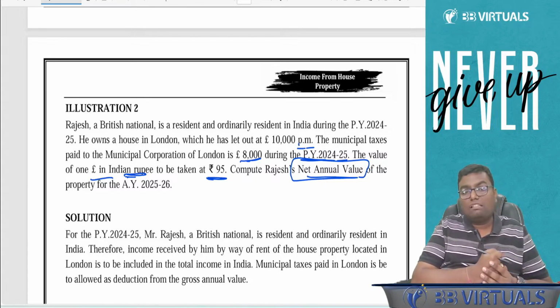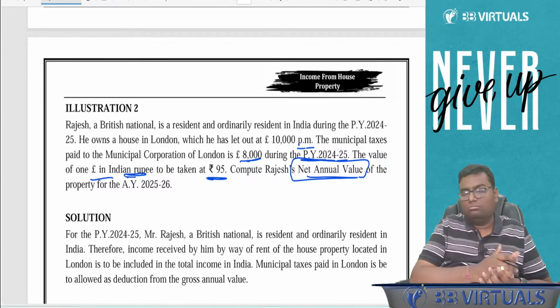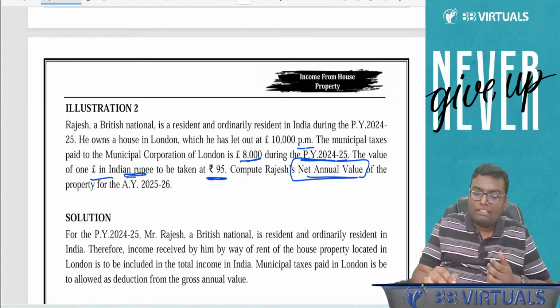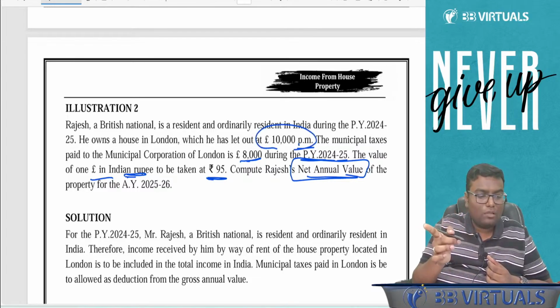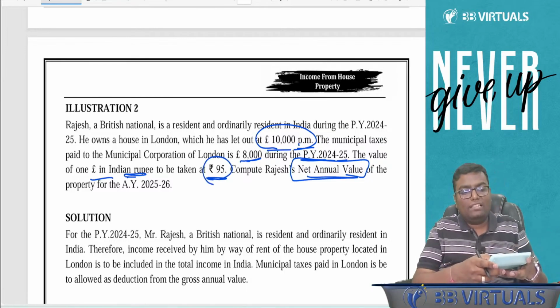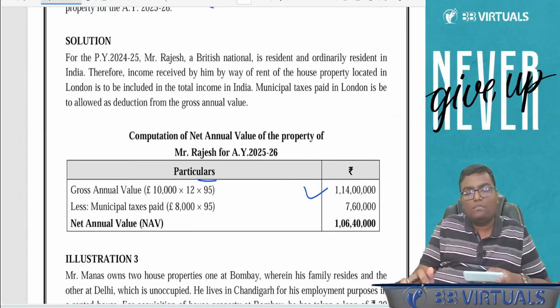Can you say, first of all, though this property is a rented property, so this is called a let out property, LOP. Rajesh is an R&OR, so global income is taxable in India. And there cannot be expected rent because it is not India, na? So my actual rent will become gross annual value, which is £10,000 per month. So yearly it will become £1,20,000, and £1 may be taken at rupees 95. So basically 1,20,000 into 95. Can I say 1 crore 14 lakh will become my gross annual value?